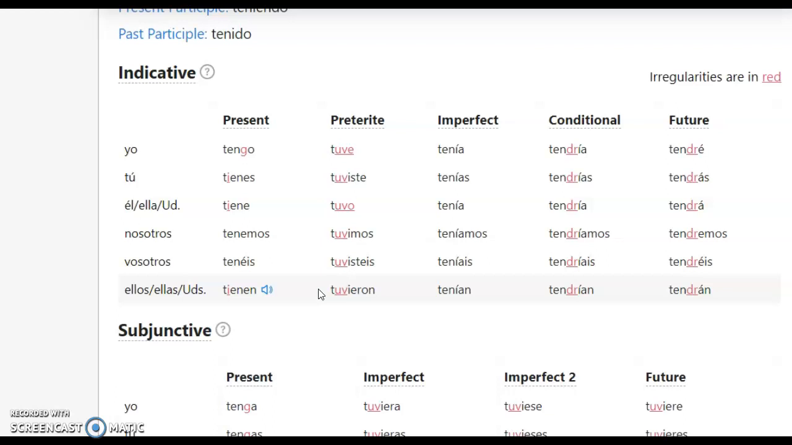And in the preterite, we would typically have accents on the yo form and the él/ella/usted form, and we do not in this case have those accents. So we got another case where it is kind of irregular.